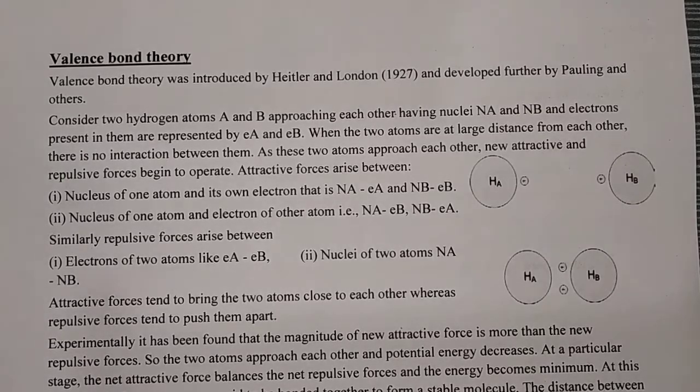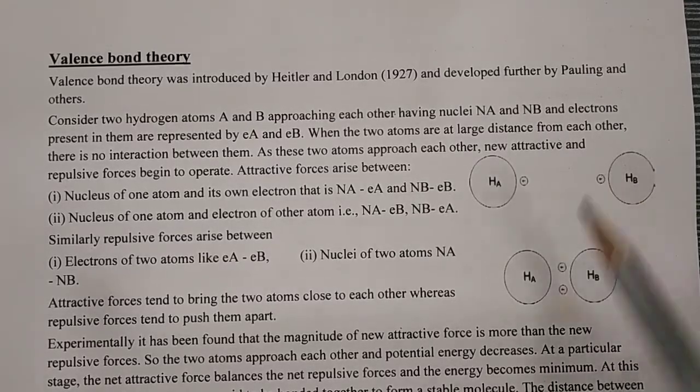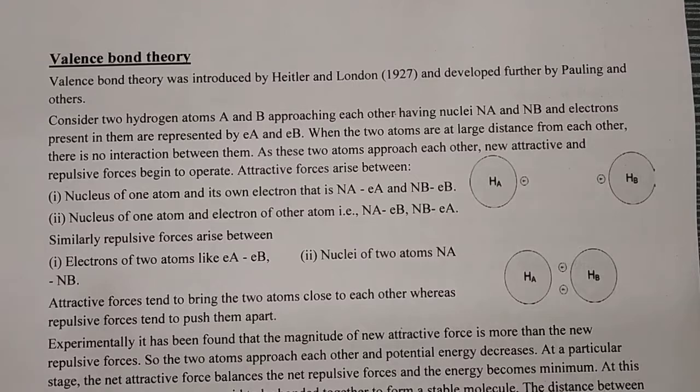Here we have to discuss two types of forces. First, attractive force, second, repulsive force. First, between which particles will there be attraction? Attraction will be between a nucleus and its own electron, that is Na to Ea, and the nucleus of the second, Nb, to Eb. Second attraction: nucleus of the first and electron of the second, that is Na and Eb, and nucleus of the second and Ea, Nb and Ea. So there are four different kinds of attraction forces.